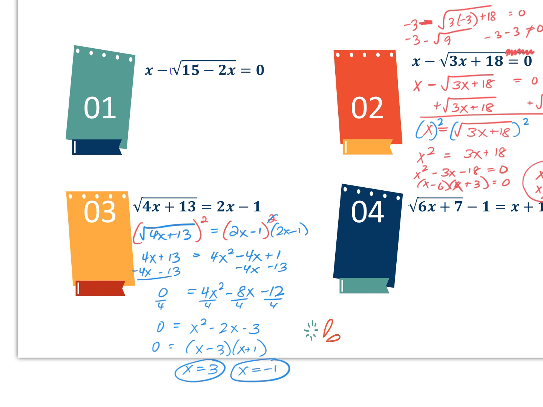x is negative 1. It's the square root of negative 4 plus 13 equals 2 times negative 1 minus 1. I'm going to get the square root of 9 equals negative 3. And this is 3 does not equal negative 3. And so this is extraneous.